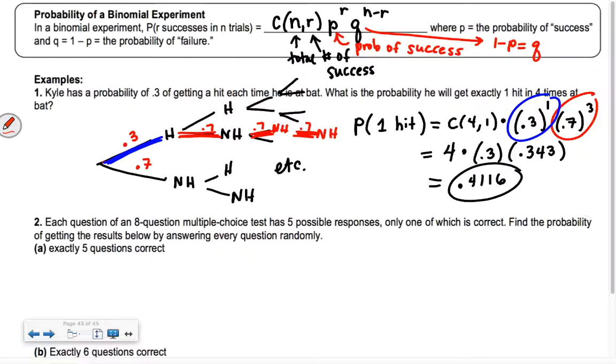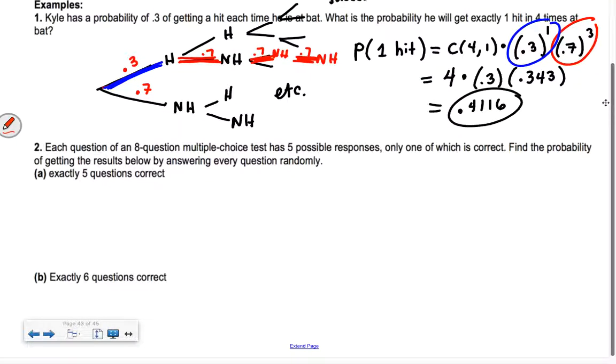Okay, so let's try another one. These are weird at first. So it says each question of an 8-question multiple choice test has 5 possible responses, only 1 of which is correct. Find the probability of getting the results below by answering every question randomly. So the first one, exactly 5 questions correct. So we have 8 questions. We don't want to do a tree with 8 possibilities, right? With 8 stems, I guess.